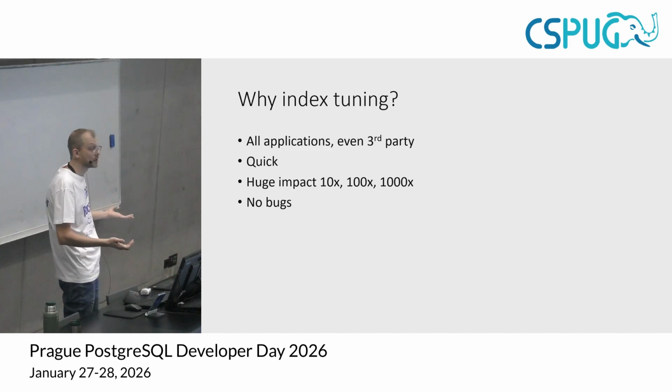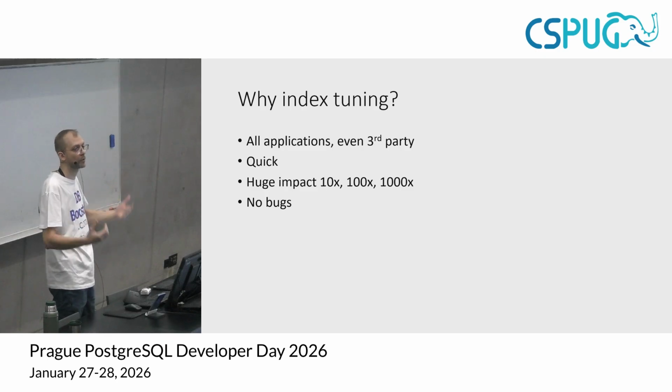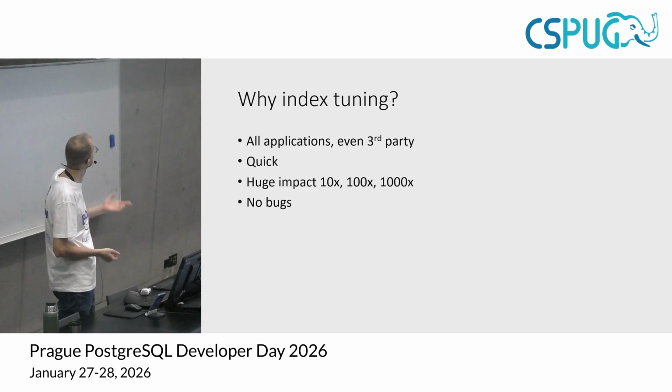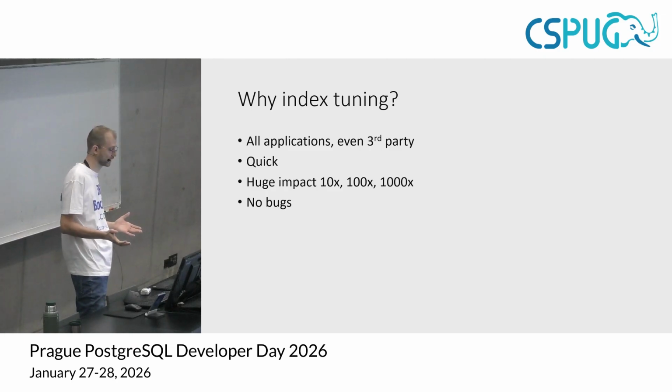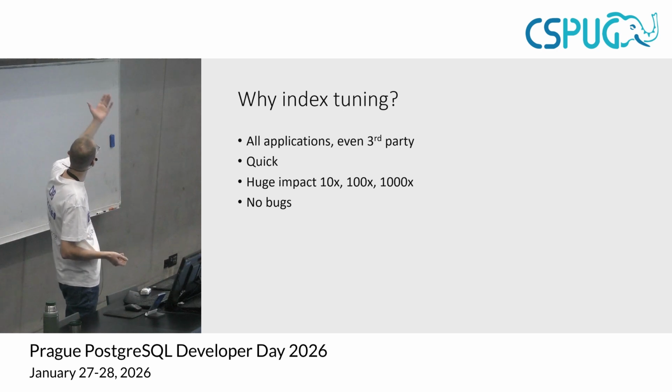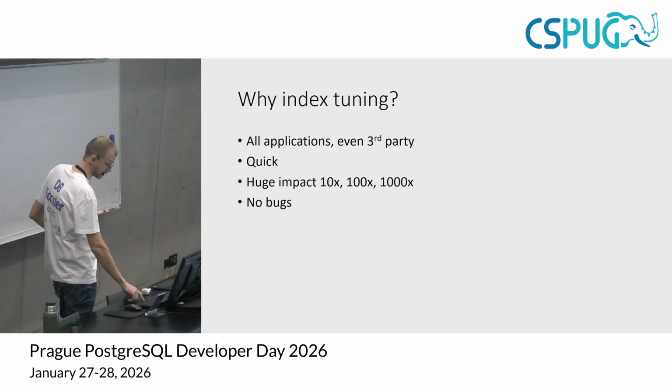With index tuning, you can tune every application. It can be a third-party application. If it's your application, you can still use an object relationship mapping tool or some other generator for your SQL statements, so you can't change the SQL statements all the time, but you can always add an index. It's very quick. Tuning a query can take you 30, 60 minutes, and you can deploy it immediately. Huge impact. 10x, 100x, 10,000x, it's common for proper index tuning. And because you don't touch your SQL statements, the result is the same. You can't introduce any new bugs. So I really love index tuning.